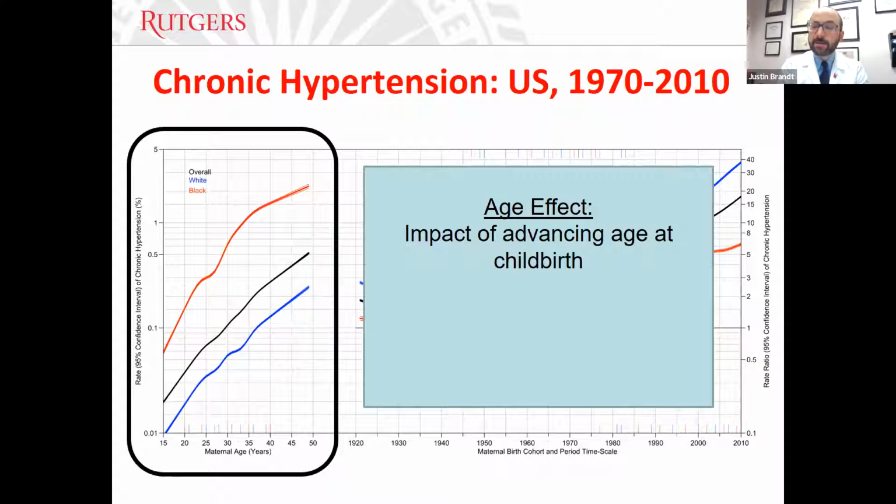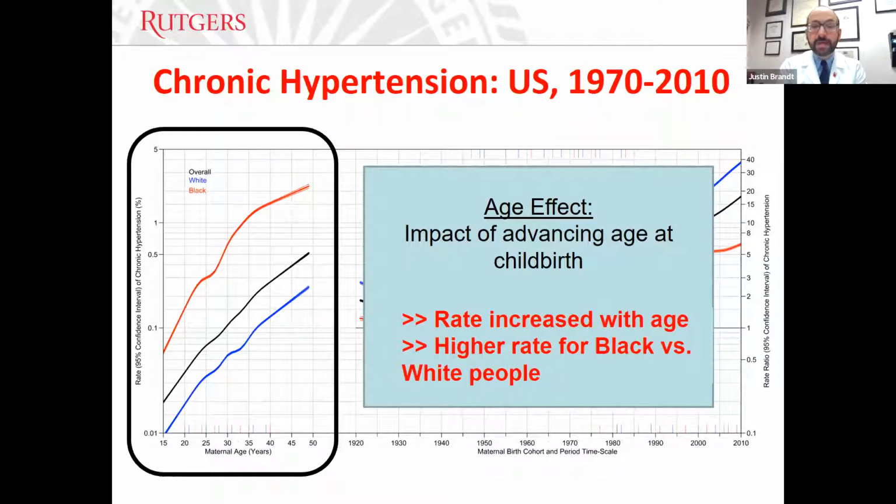And we see here that there's a very strong age effect for both Black and white women, but there's a very big disparity where the risk and the rates of chronic hypertension is significantly higher at the same age for Black women compared to white women. So summarizing that, the rates of chronic hypertension increase with age, and are higher for Black compared to white women.